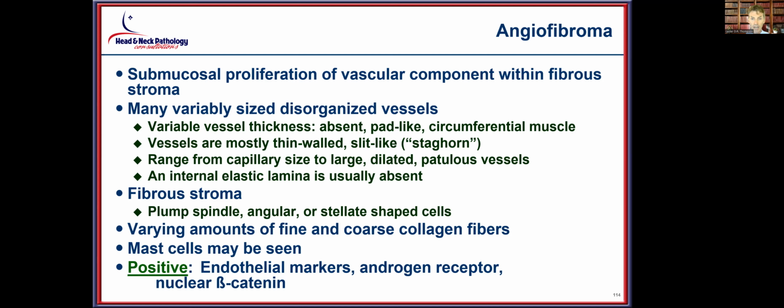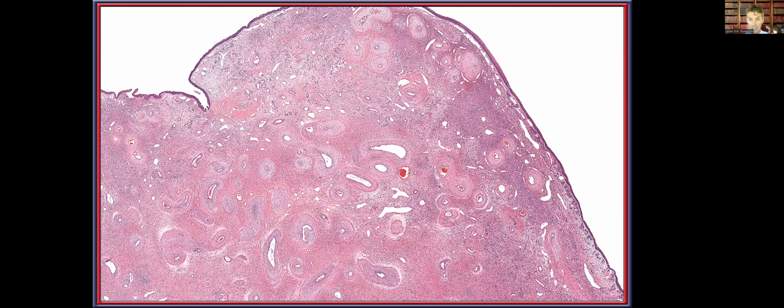There are usually a wide variety of different background fibrous collagenized tissue. And because of that, depending upon the arc of development, there may be a lot more collagen deposition later on in the disease arc of development. Endothelial markers, of course, will be positive within the endothelial cells, but the stromal component will actually be positive with both androgen receptor as well as nuclear beta-catenin.